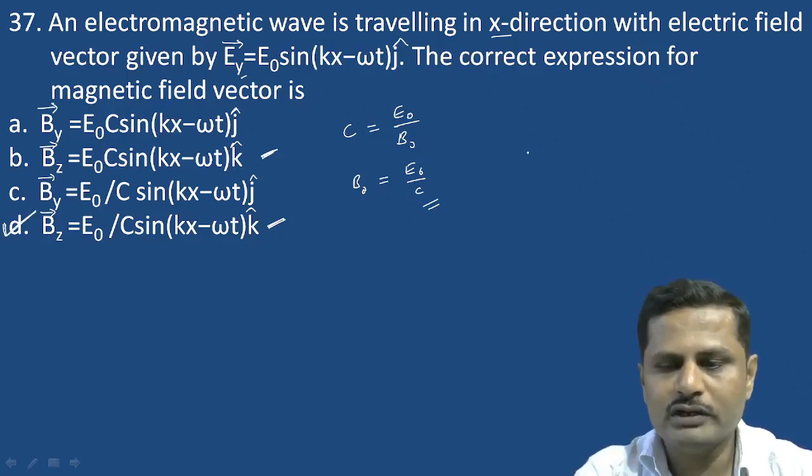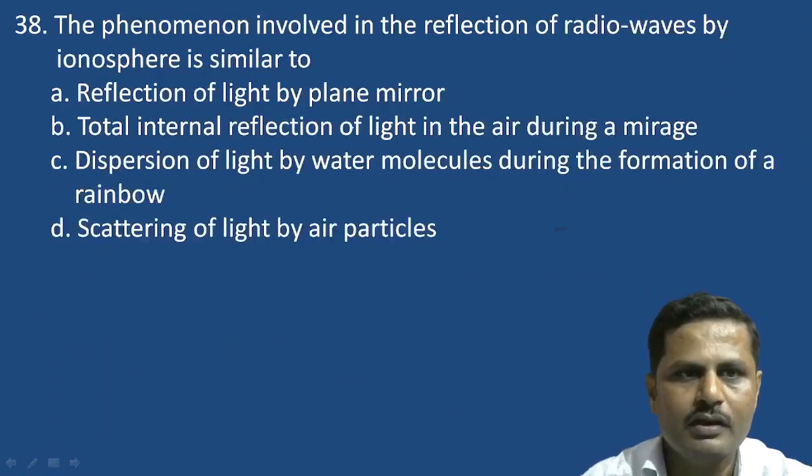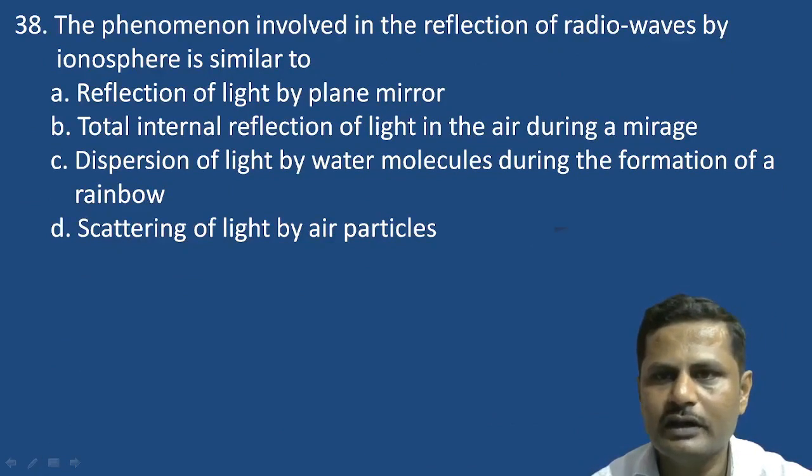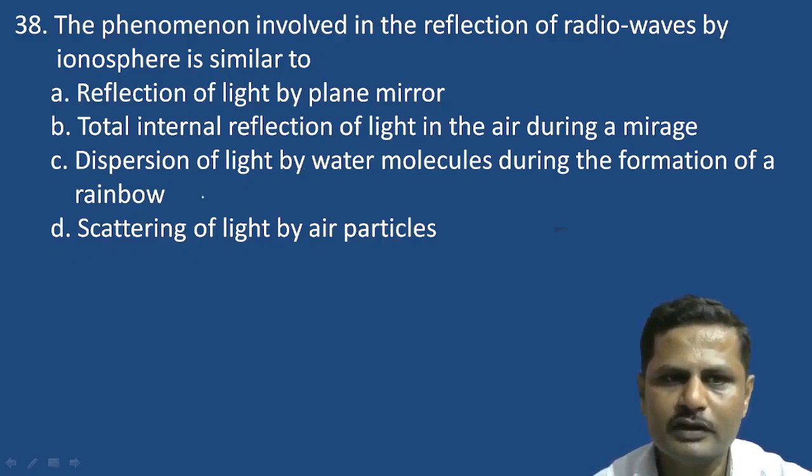Moving to the next question, that is, the phenomenon involved in the reflection of radio waves by the ionosphere is similar to: first, reflection of light by a plane mirror; second, total internal reflection of light in the air during a mirage; third, dispersion of light by water molecules during the formation of a rainbow; and fourth, scattering of light by air particles.